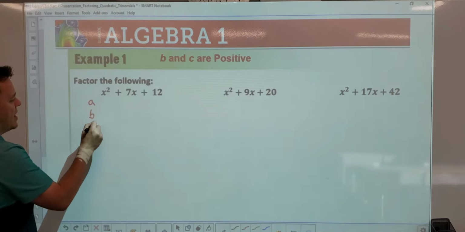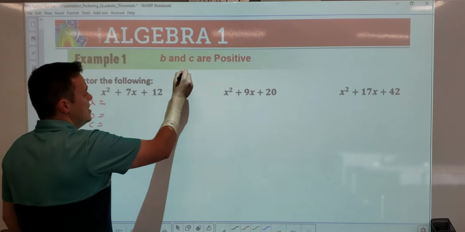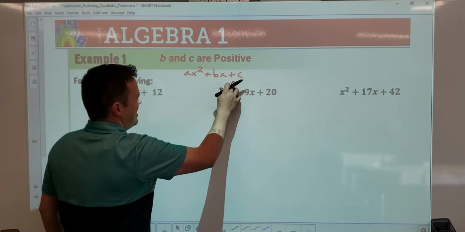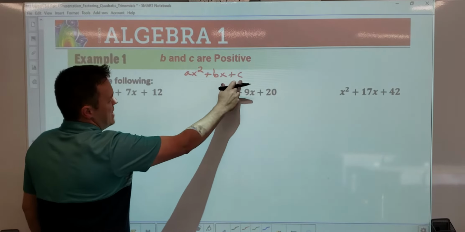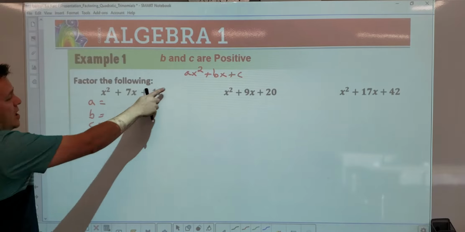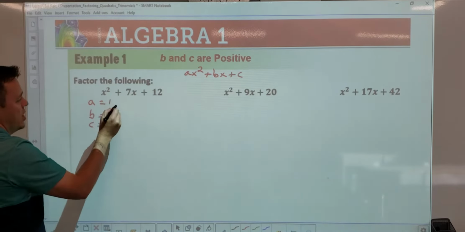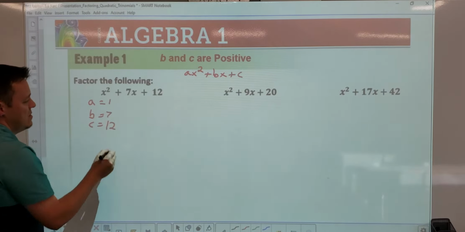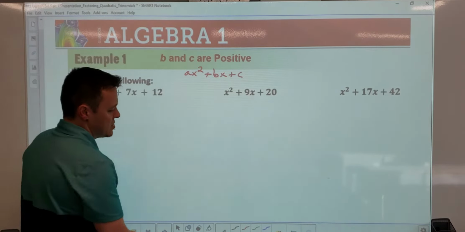First, we're going to identify our a, b, and c values. Okay, so standard form equation is ax squared plus bx plus c. So we're looking for the a, the b, and the c. So it's the number in front of x squared, which in this case is 1. This would be b, which is 7, and this would be c, which is 12. Okay, simple setups.